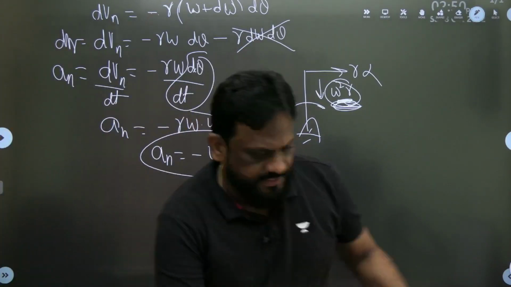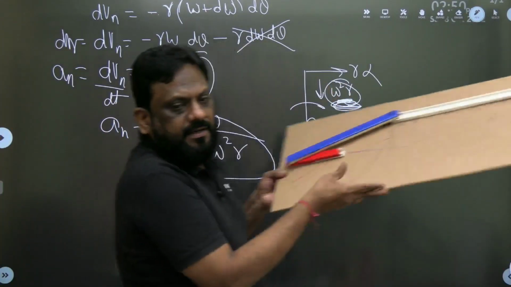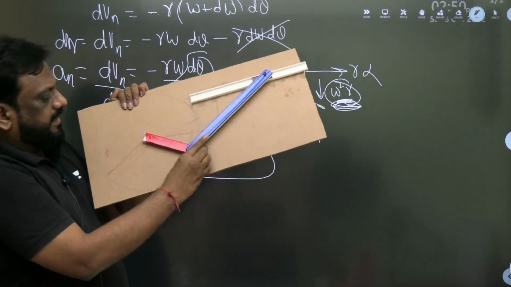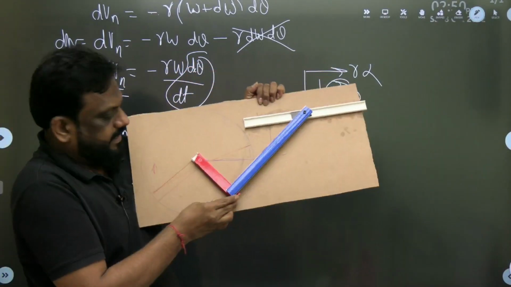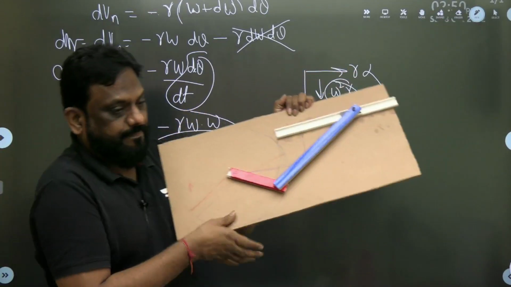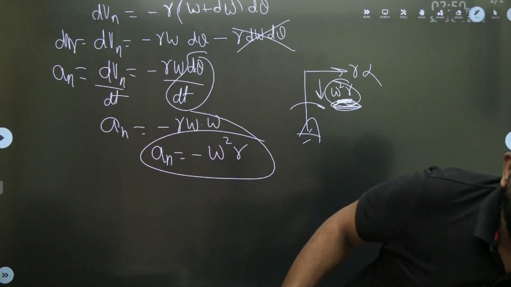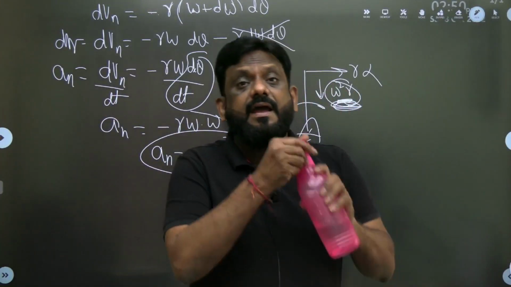For example, I'll take this. Focus on the red link. This is just rotating. Focus on the red link. It is just rotating. So I have talked about this rotation. Now there are some situations where there is sliding and rotation.